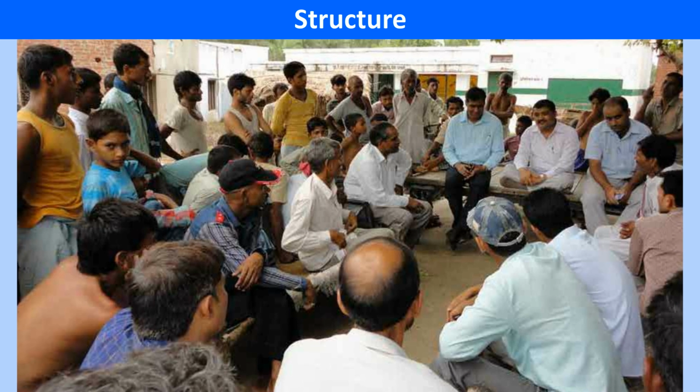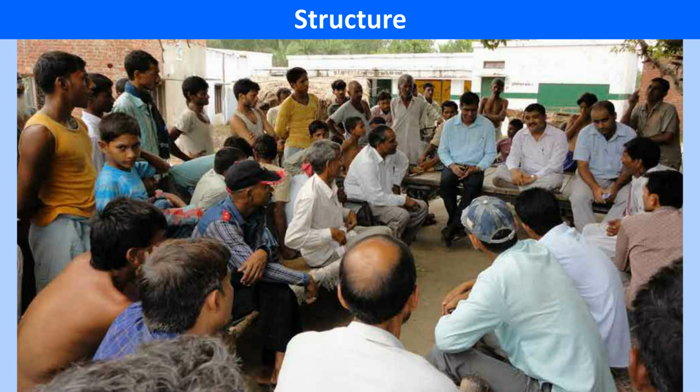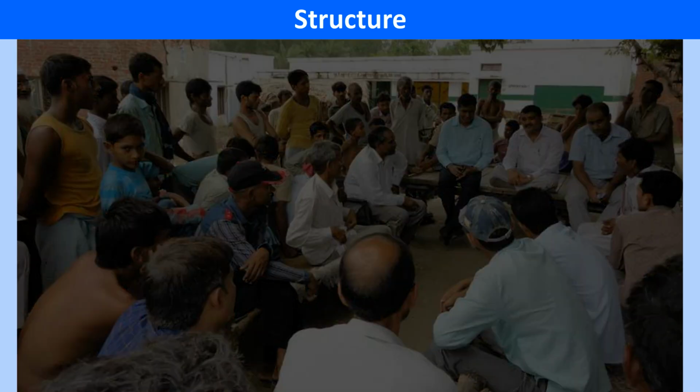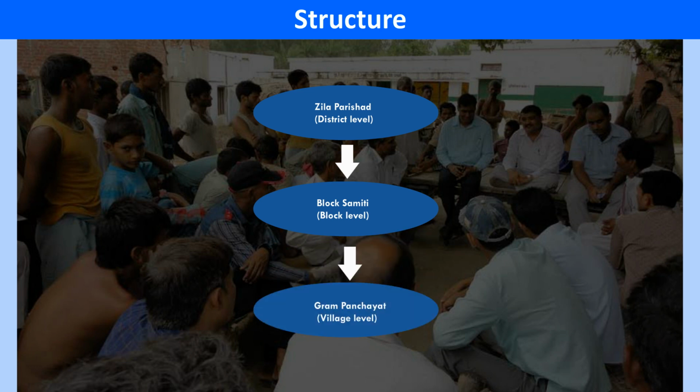Structure. The Panchayati Raj is a three-tier system. For the sake of administration, each state is divided into districts, blocks and villages. The Panchayati Raj works at these three levels. At the village level, it forms the Gram Panchayat. At the block level, it forms the Block Samiti or the Panchayat Samiti. And at the district or Zilla level, there is the Zilla Parishad.